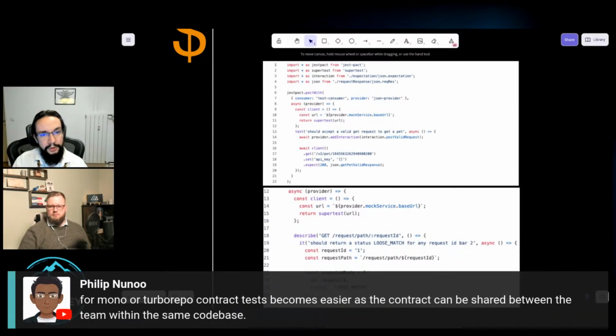Philip says, for mono or turbo repo, contract tests become easier as a contract can be shared between the team within the same code base. Exactly, it's the same language, it's compiled the same way. You don't have these like I compiled it, but it's an older version of C# or .NET, or it's Java 6 and my side is Java 7, right? So it dodges the bullet on that aspect.